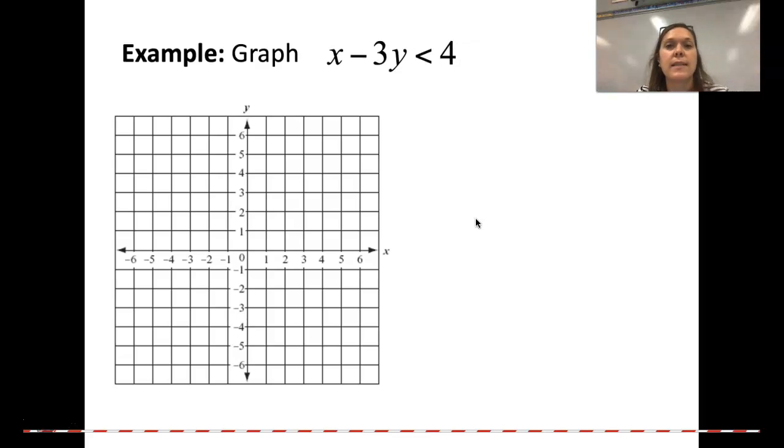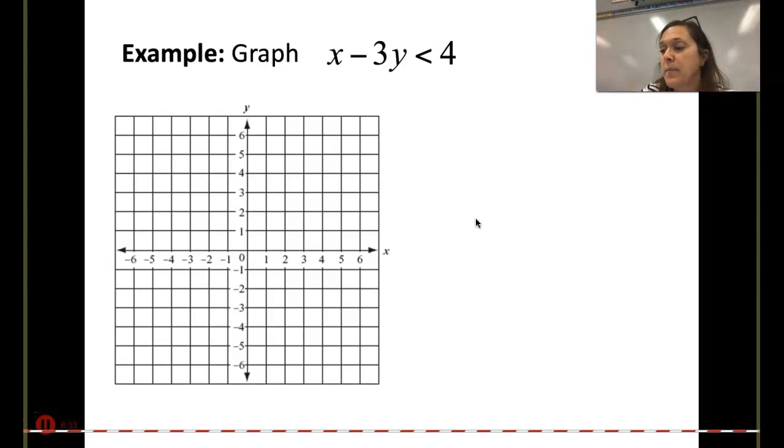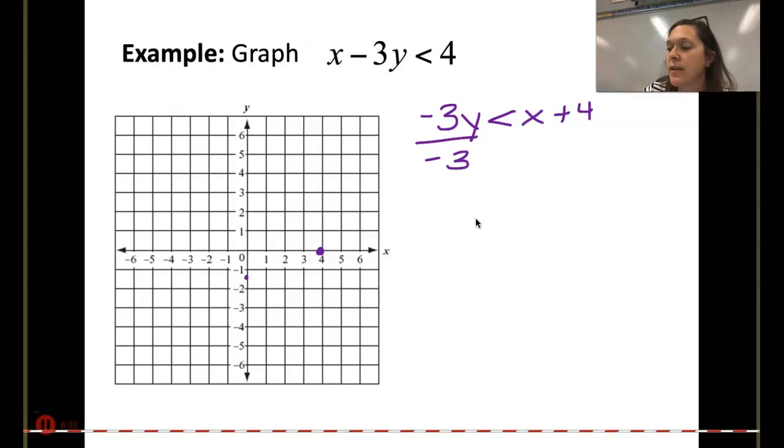x minus 3y is less than 4. Okay, so again, we could do y and x intercepts. If I wanted to do an x-intercept, it would be at 4. My y-intercept, this is in standard form, is not quite as nice, because notice my y-intercept is at negative 4/3. Negative 4/3 is about negative 1 1/3, so roughly right about there. So it might be a smarter decision in this case to solve for y. So if I move that x over, I get negative 3y less than x plus 4. Dividing everything by negative 3.